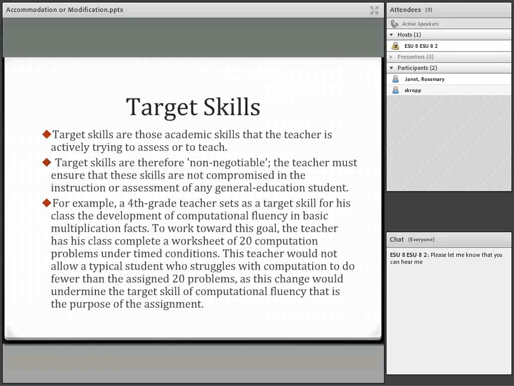The teacher has to know that these skills are not compromised in the instruction or the assessment of any general student. For example, let's say there's a fourth grade teacher and the target skill for the class is development of computational fluency and basic multiplication facts. So the students are to be proficient with their multiplication facts. To work toward the goal, the teacher has the class complete a worksheet of 20 computation problems under a certain time limit. The teacher would not allow a typical student who struggles with computation to do fewer than the assigned 20 problems, as this change would undermine the target skill of computational fluency that is the purpose of the assignment.